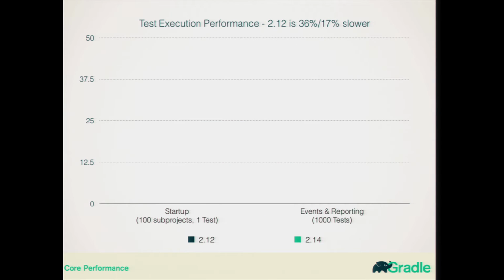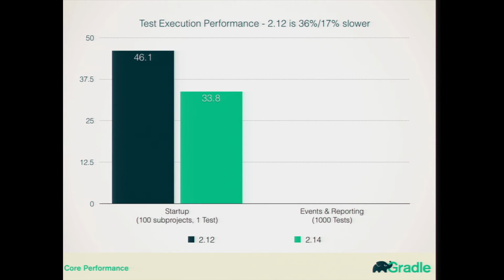We significantly reduced the overhead of unit test execution. So in various areas. First of all, this is a 100 sub-project build with one test per project. The key cost you're paying here is the startup of the test JVM that runs the tests. And this time got down from, in this case, 46 seconds to 33.8 seconds. So it's a massive improvement.